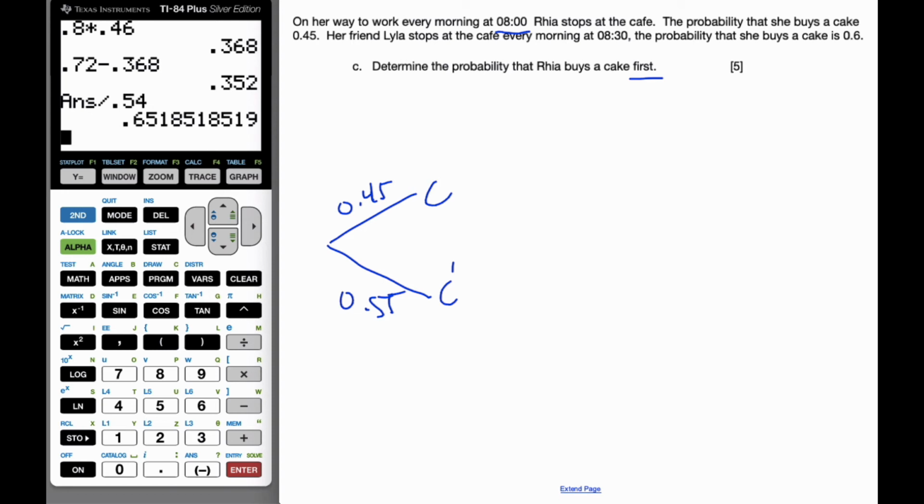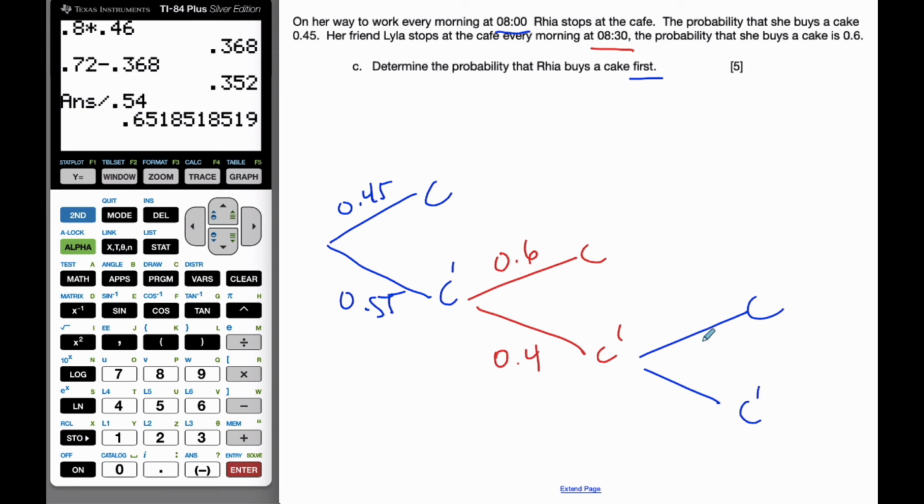But it's possible that she doesn't buy a cake, and then at 8:30, Lila comes in, and Lila either buys a cake or she doesn't buy a cake. This we know is 0.6 that she buys a cake, 0.4 that she doesn't. The next one that happens, though, is if she doesn't buy a cake, Ria could come in the next day and buy a cake or not buy a cake.